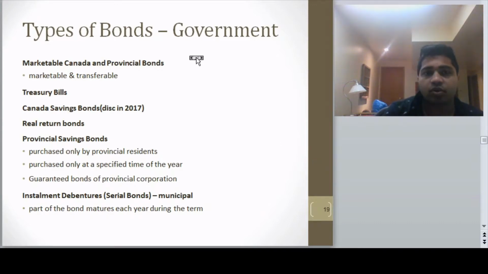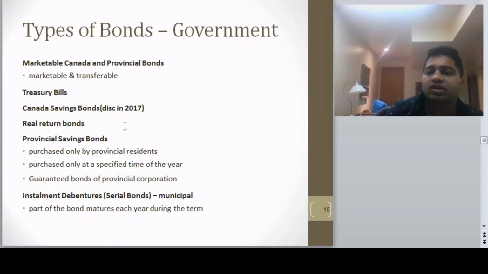Next is types of bonds. So types of bonds are marketable Canada and provincial bonds. These are majorly marketable and transferable. They are issued by the federal government or the provincial government. You have treasury bills. These are short-term issues maturing before a year. They do not pay any coupon. So the only gain you make in treasury bills is the difference between the purchase price and the par value.